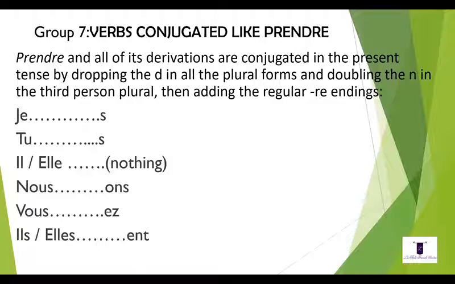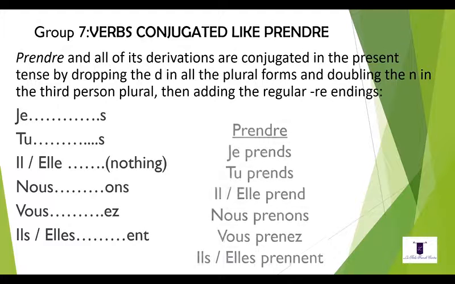But the only difference here is what? When we come to the plural, meaning nous, vous, ils and elles, the D that is in the verb will be removed. And now we double the N at the third person plural. It means the D will be removed at nous. Vous, the D will not be there. The ils and elles, the D will not be there. But at the ils and elles, another N will be added before you add the ending ENT. I hope you are getting me.